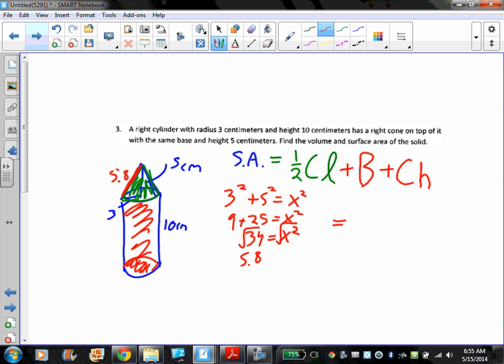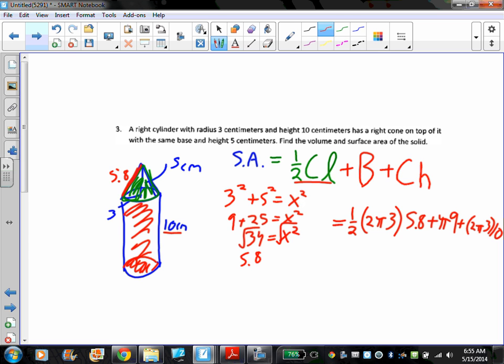So our surface area is going to be 1/2. Radius of the circle is 3, so circumference is going to be 2 pi times 3. Slant height we just got was 5.8. So we've gotten this part. Plus, the area of that base, which is the circle, is going to be pi r squared. So pi times 9, because 3 squared is 9. Plus the circumference again times the height of, in this case, the cylinder. So it's going to be plus 2 pi times 3 times 10.